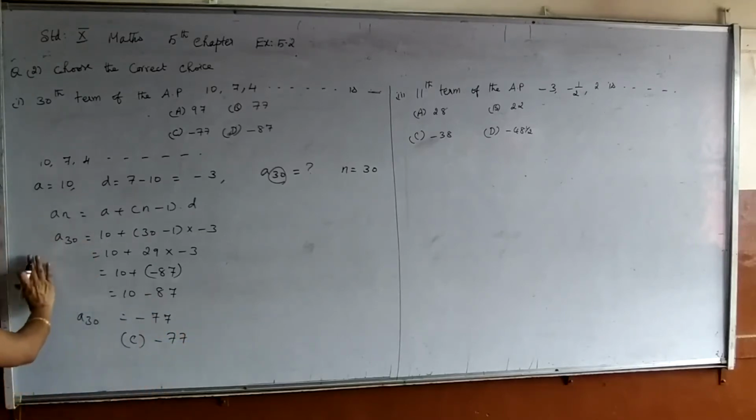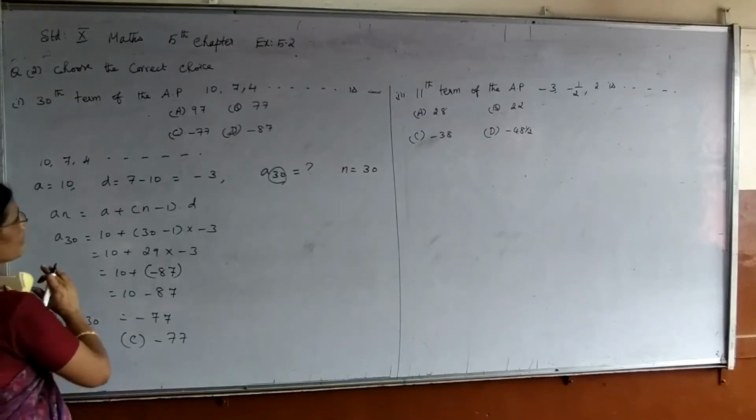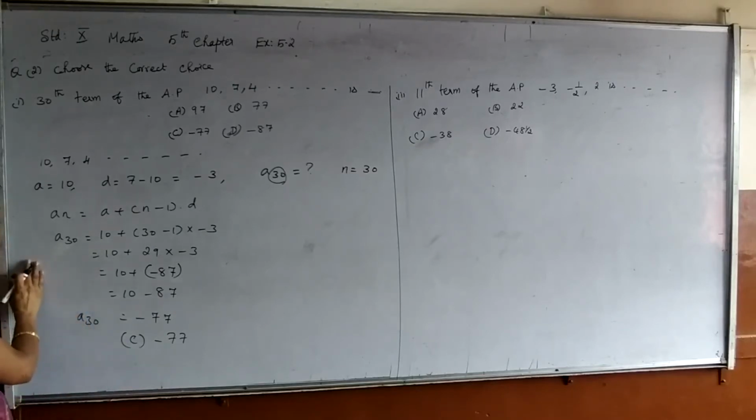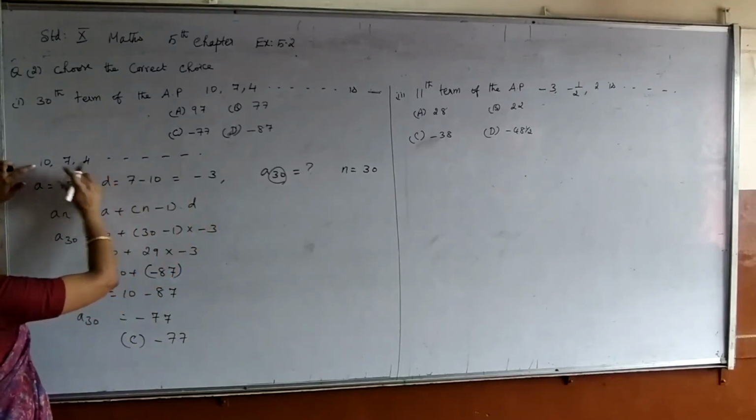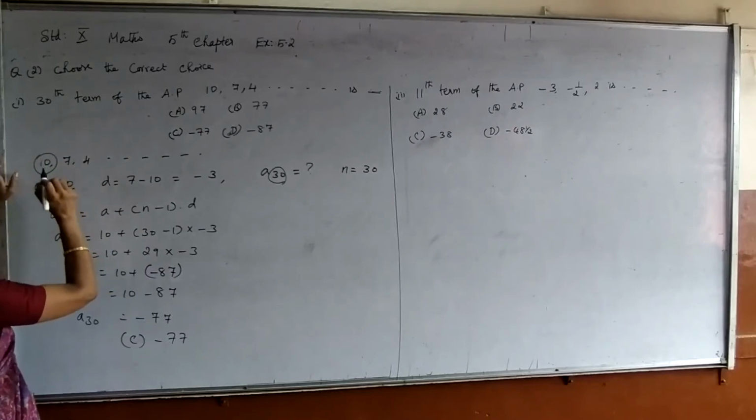It is similar to the previous question only. In the previous question a tabular column was given. Only the form is different, but here directly the sequence is given. So from the sequence easily we can find out what is a and what is d.